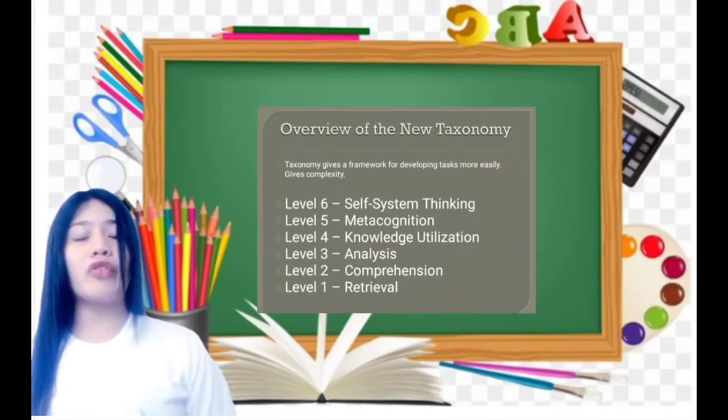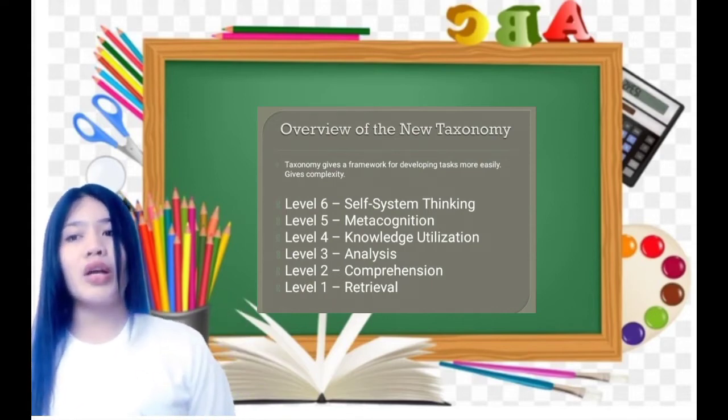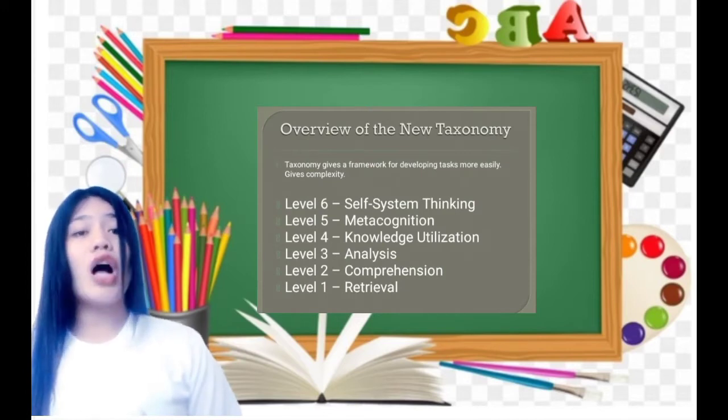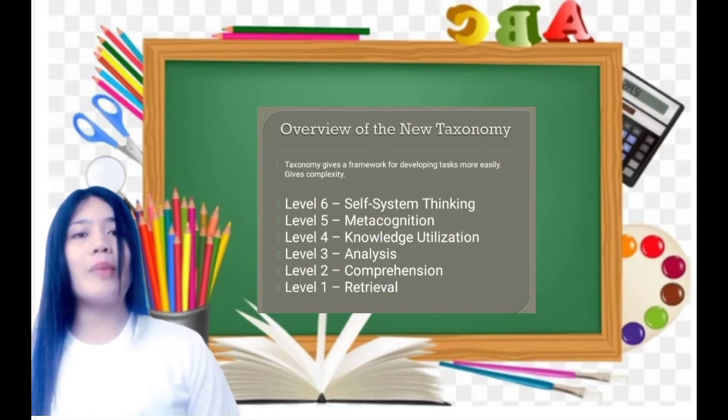Taxonomy gives a framework for developing tests more easily. Instead of categorizing learning activities, Kendall and Marzano reframe the three domains of knowledge by describing 6 levels of processing knowledge. And these are retrieval, comprehension, analysis, knowledge utilization, metacognition, and self-system thinking.